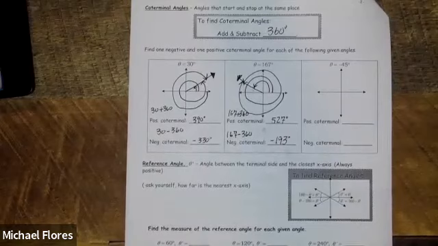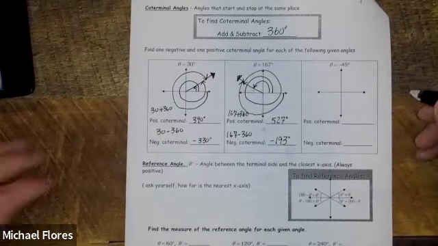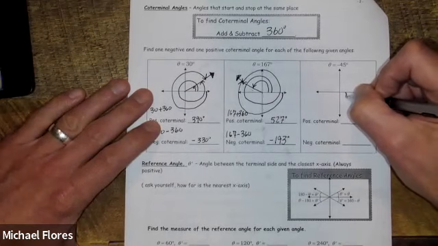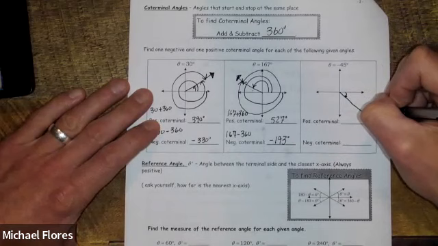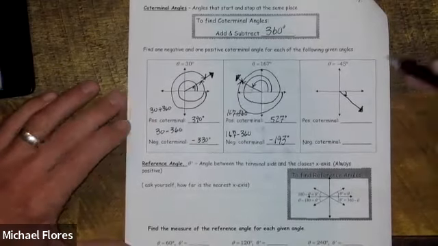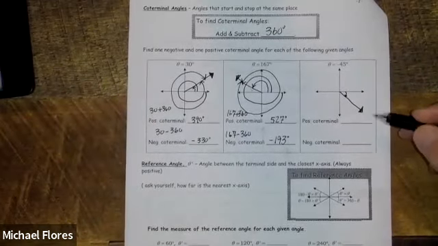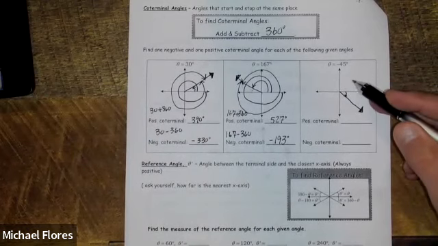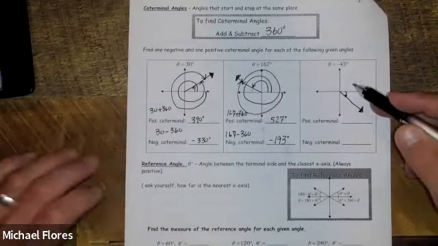In order to do negative 45 degrees, let's first plot that. Negative 45 degrees, starting from our initial side, would be right about there. We now have our ray. So here is our information in standard position. If we are going to find the positive coterminal, what you're going to want to do is take negative 45 degrees, add 360.